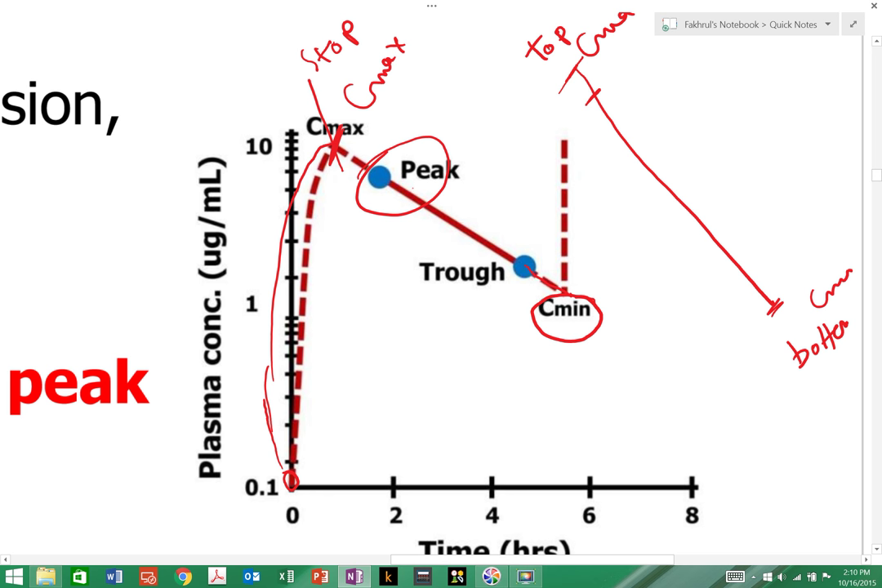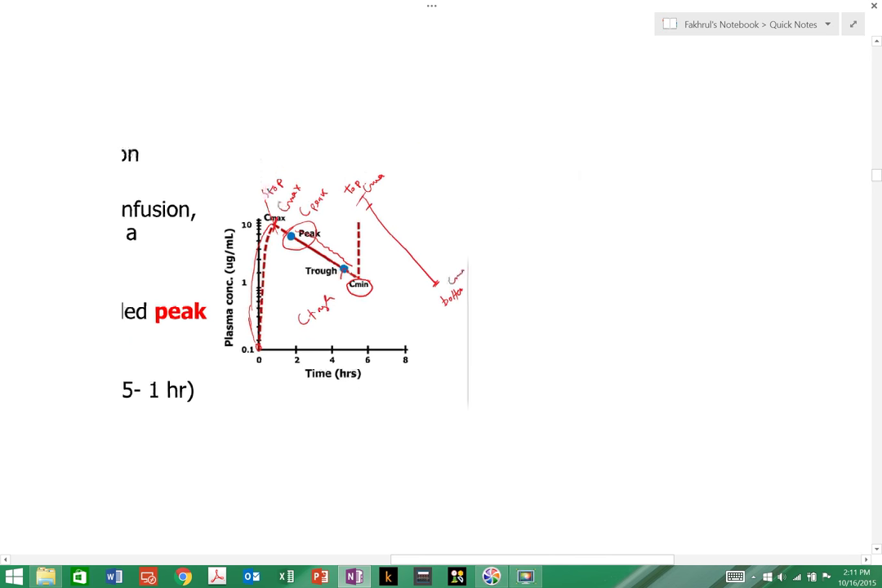And C trough is a little before you start the second dose or another dose. So you see this, you can call C peak, and this is C trough. So they are different from Cmax and Cmin. C peak is just a little after the maximum concentration arrives, and C trough is just a little before Cmin arrives. So this is what is written here.